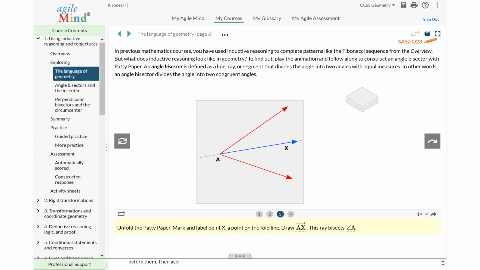Now they drew the line and they marked the second point X at the end of the bisector. So now this is a ray, and this ray, AX, is what bisects angle A.